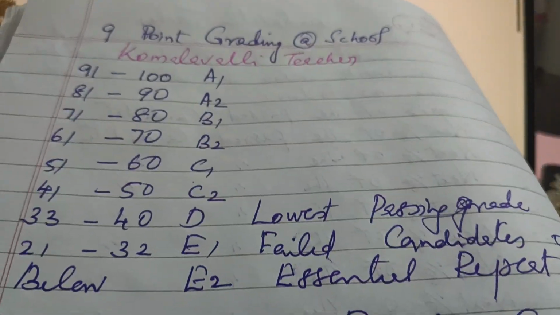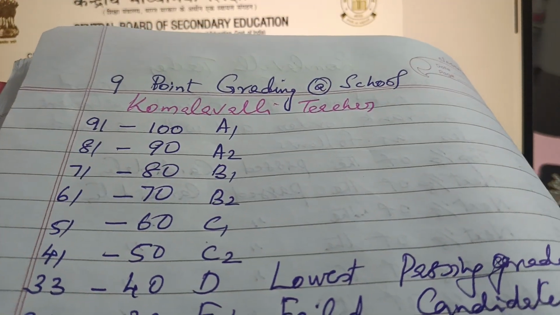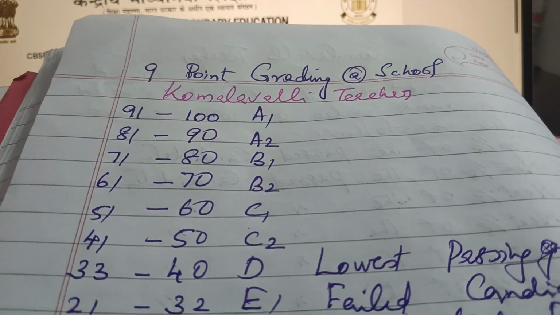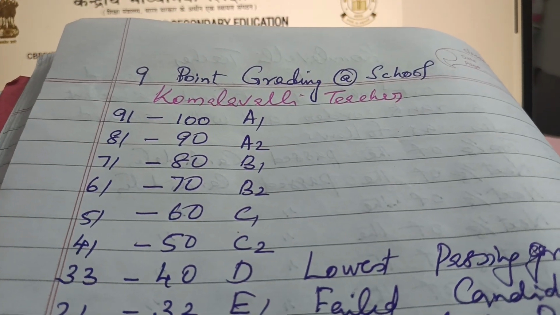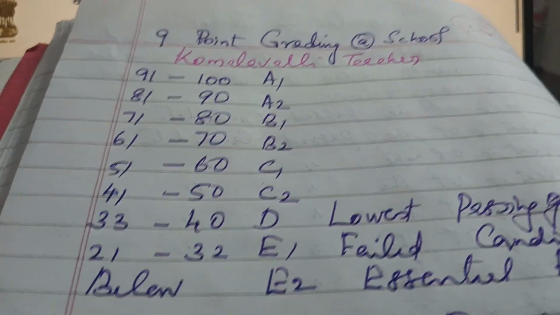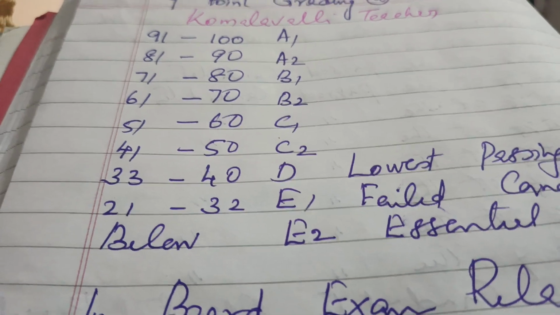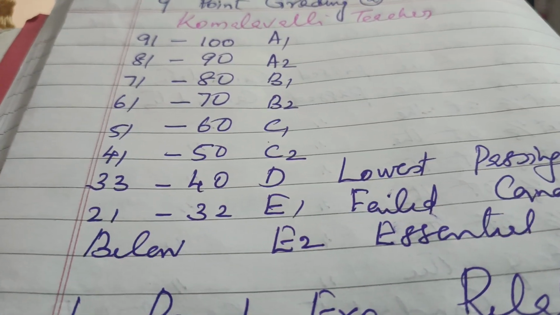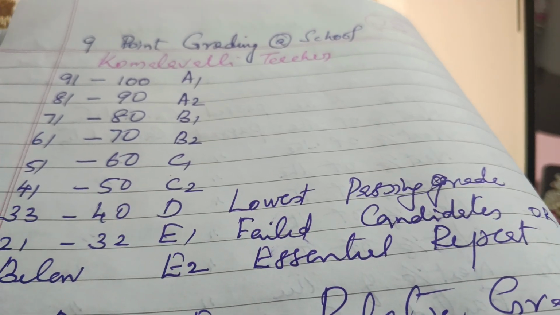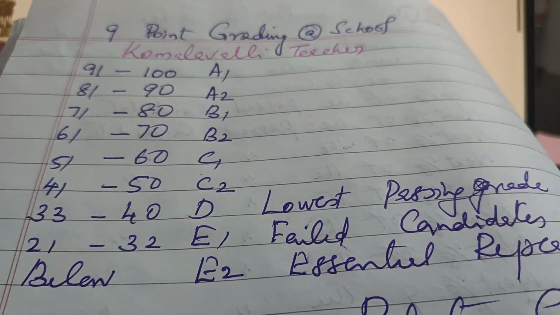I uploaded one short video about this: 91 to 100 A1, 81 to 90 A2, 71 to 80 B1, then 61 to 70 B2, 51 to 60 C1, 41 to 50 C2, 33 to 40 D, then 21 to 32 E1, and below 21 E2. And here E1 and E2 are the failed candidates of that subject.